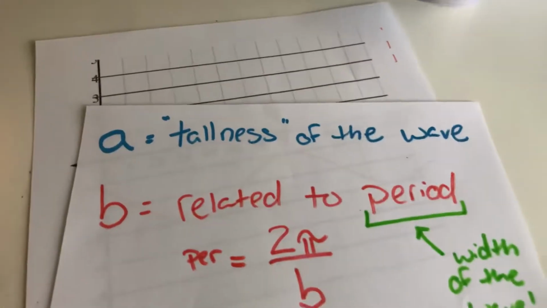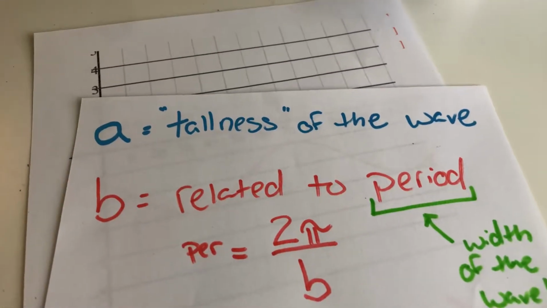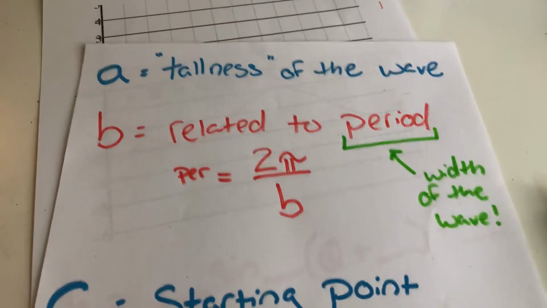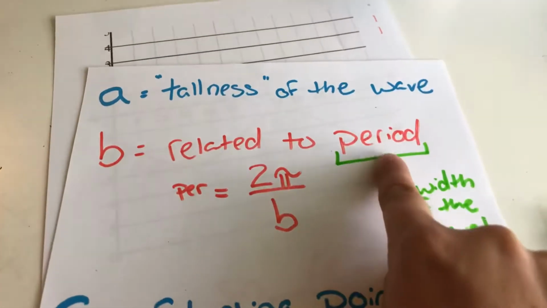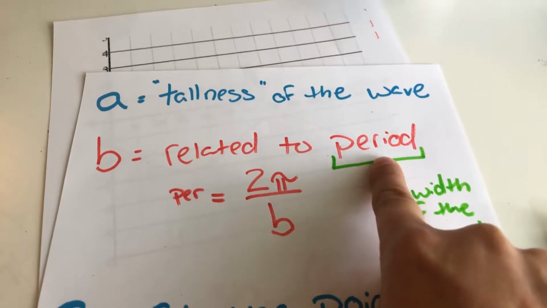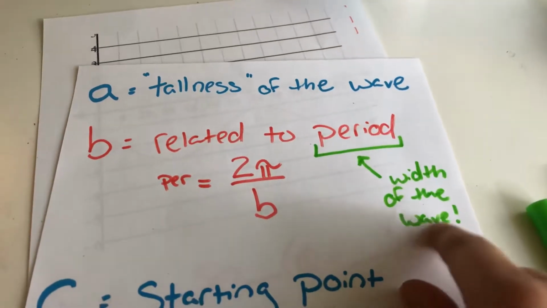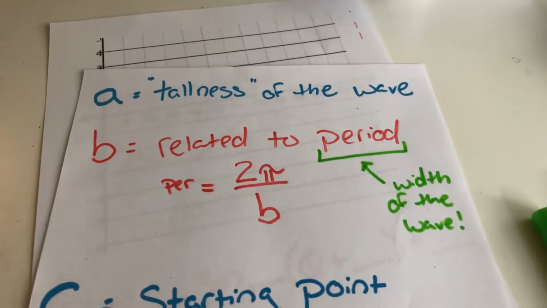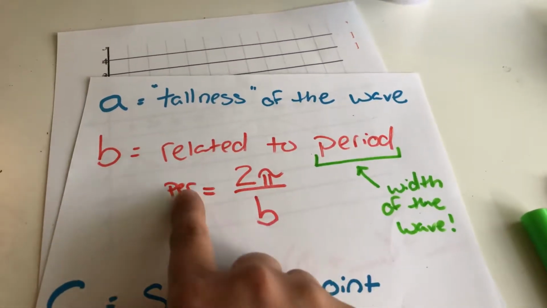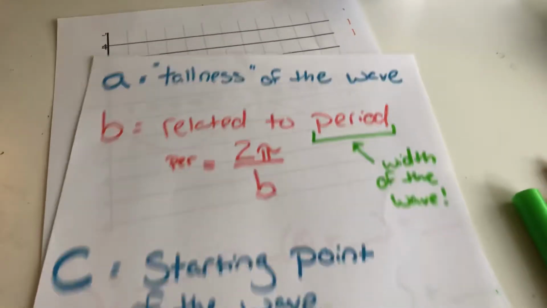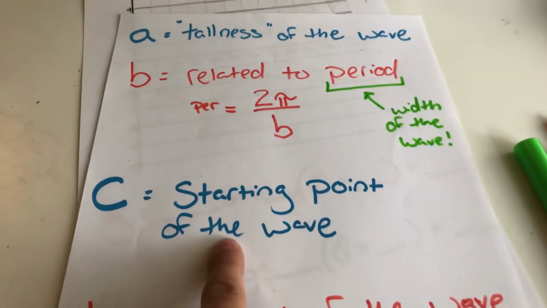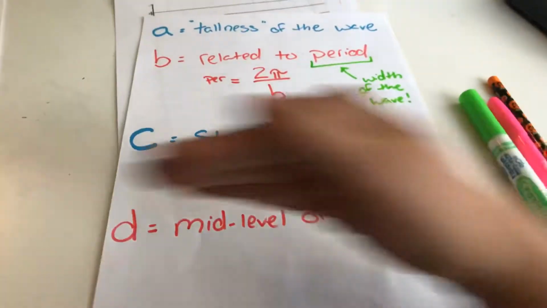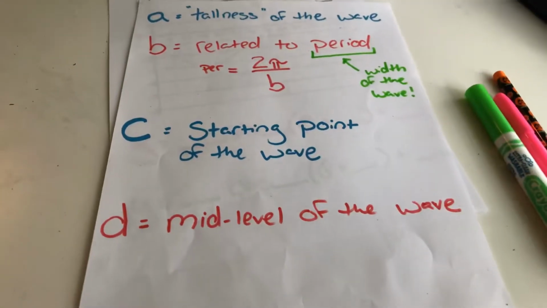A is the tallness, sometimes we call it the amplitude of the wave. B is not anything, but it's related to the period of the wave. And the period is how wide the wave is. Now we can find the B value from the period by using this formula: period equals 2 pi over B. C is the starting point of the wave, and D is the line that splits the wave in half. It's the mid-level of the wave.